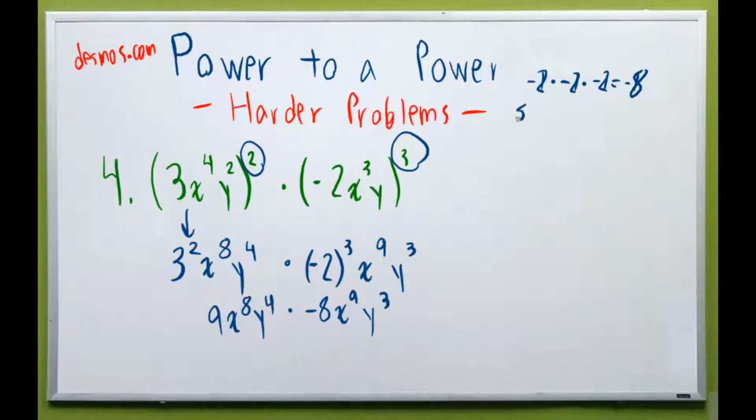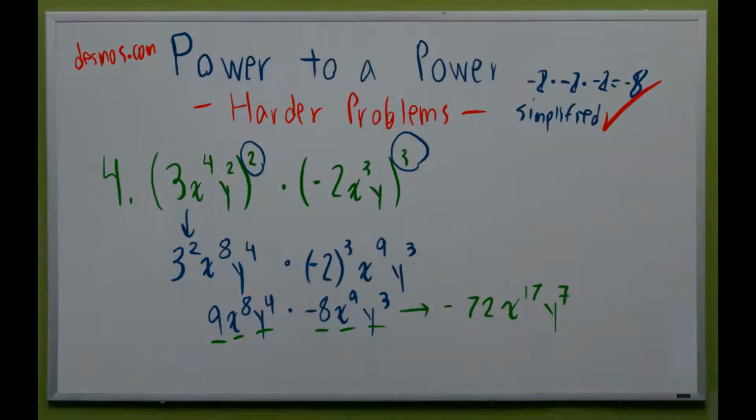Okay, so we simplified. That wasn't too bad. Simplified. Check. Now we have to multiply. So 9 times negative 8 is negative 72. x to the 8th times x to the 9th is x to the 17th. And finally, y to the 4th times y to the 3rd is y to the 7th power.